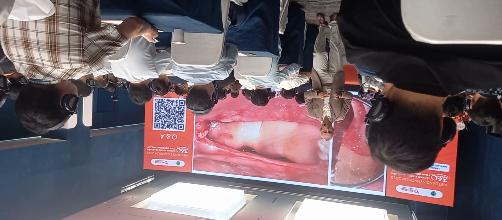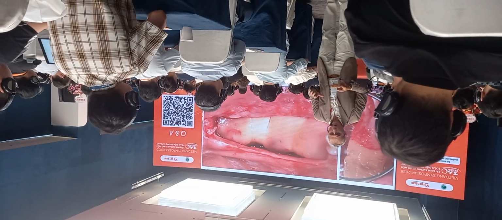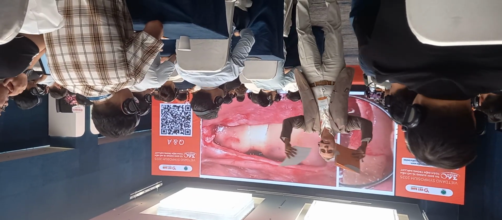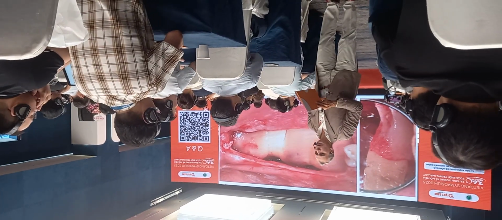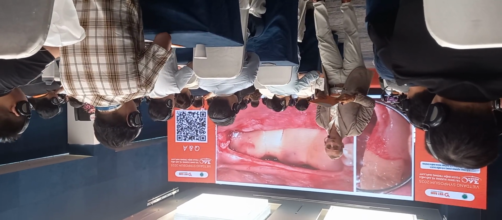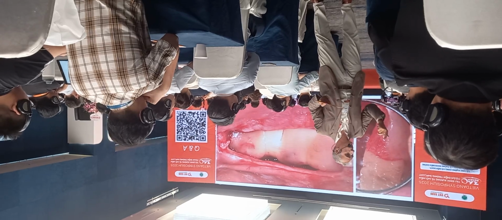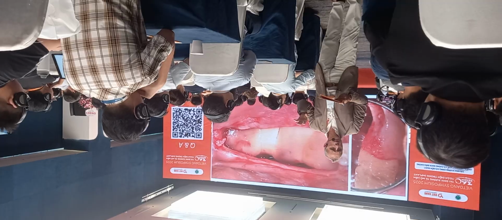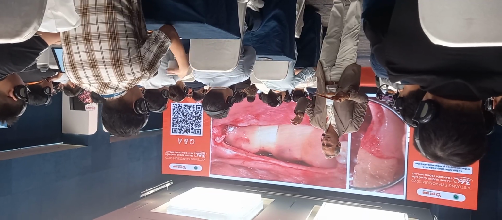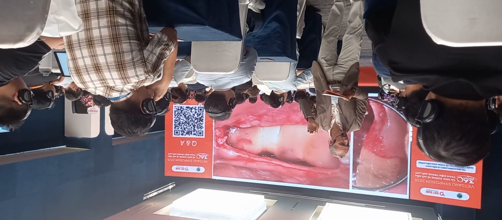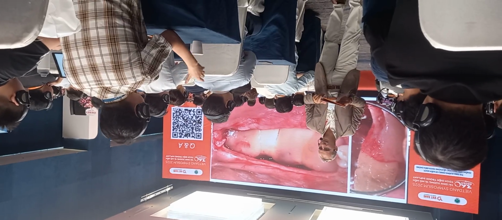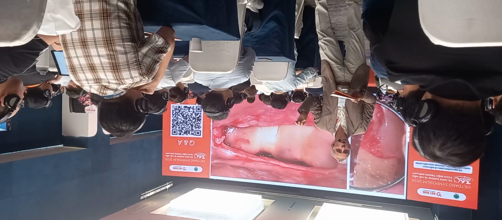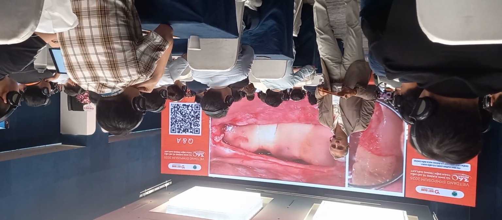Why? Because when we elevate our flap, we destroy the periodontal attachment around the last tooth. We destroy it. But that periodontal attachment could be present with or without bone peak. Without bone peak, we have only connective tissue attachment.